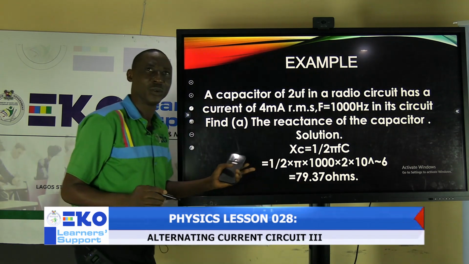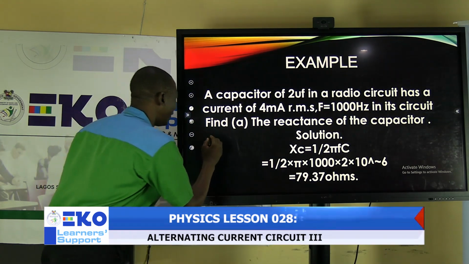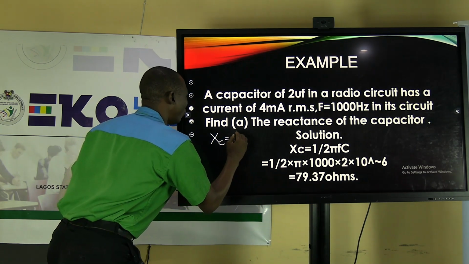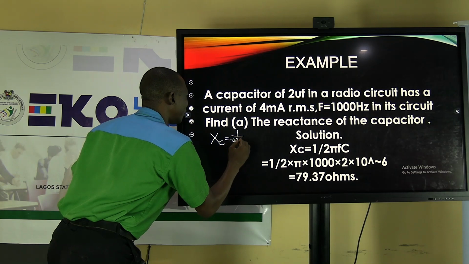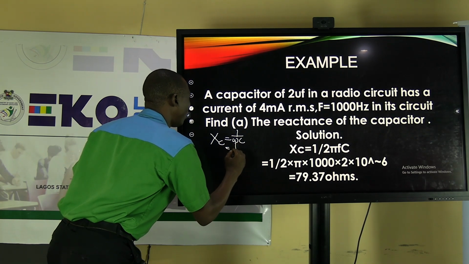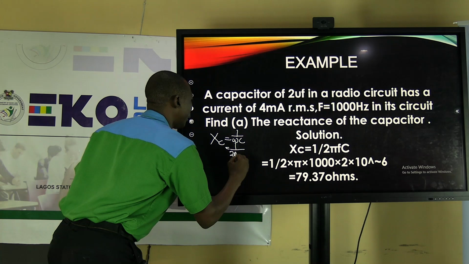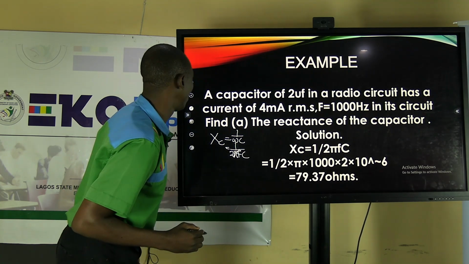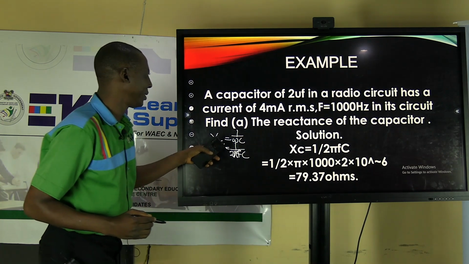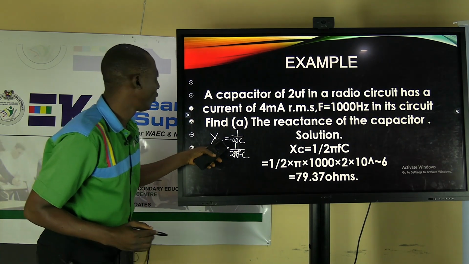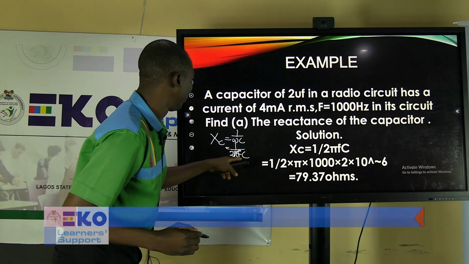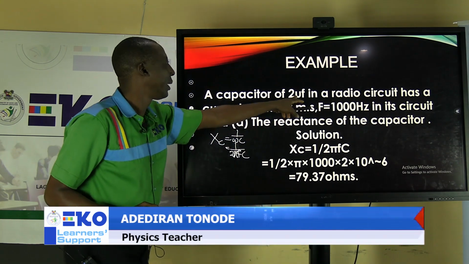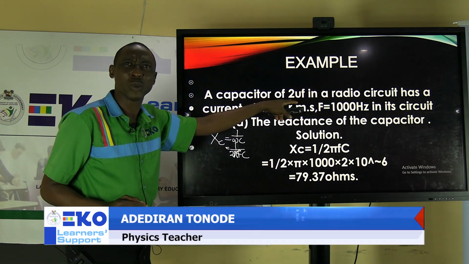Look at the solution. We have been told that X_C equals 1 over 2 pi f C. We are asked to calculate the reactance. You have been given the frequency, and we have also been given the capacitance of the capacitor.